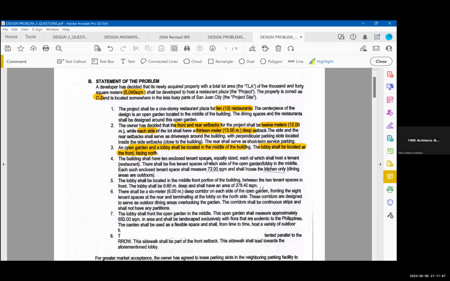The building shall have 10 enclosed tenant spaces. Okay, 10 enclosed tenant spaces. Equally sized, each of which shall host a tenant restaurant. So, each of these 10 tenant spaces ay nag-host dun sa tenant restaurants, which is na-mention dito. May 10 restaurants. Okay. So there shall be 5 tenant spaces on each side of the open garden.